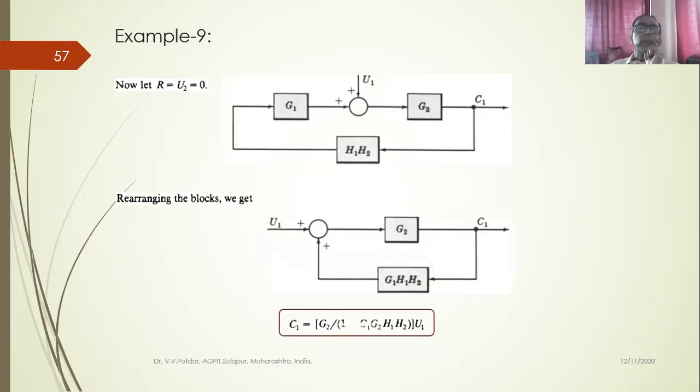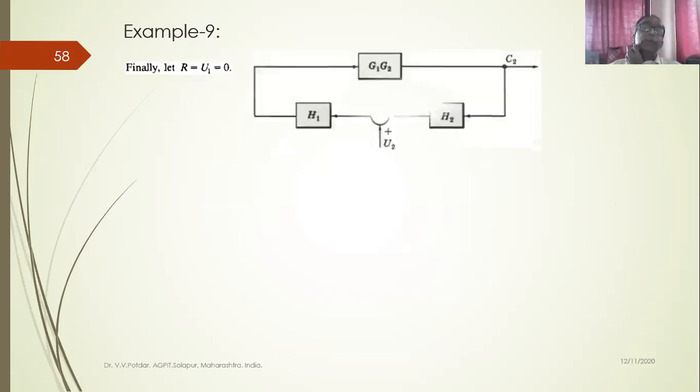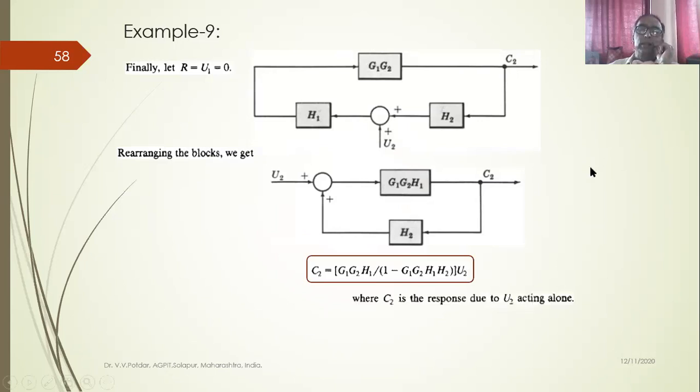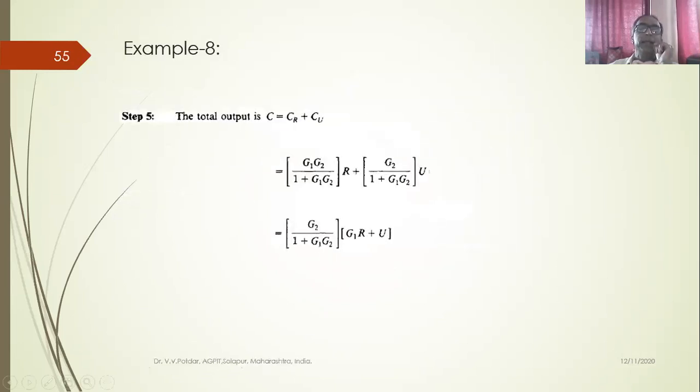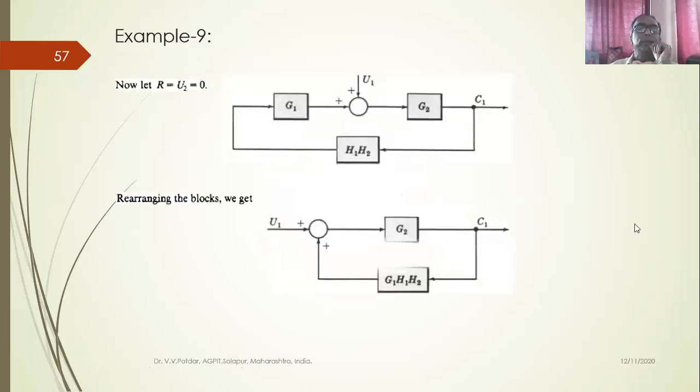And finally, get the output for U2, C because of U2. So you can add these three together. These are the three outputs corresponding to three inputs separately, by putting the remaining two equal to 0. U2 alone. And ultimately, I can add these outputs together to get the overall output.